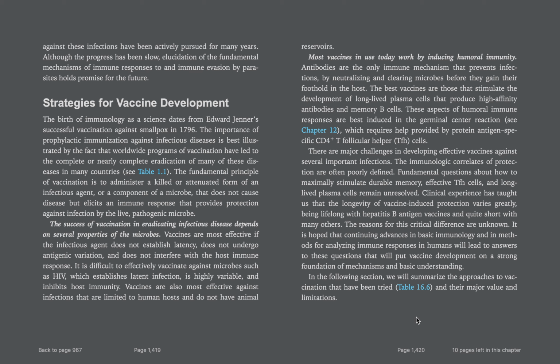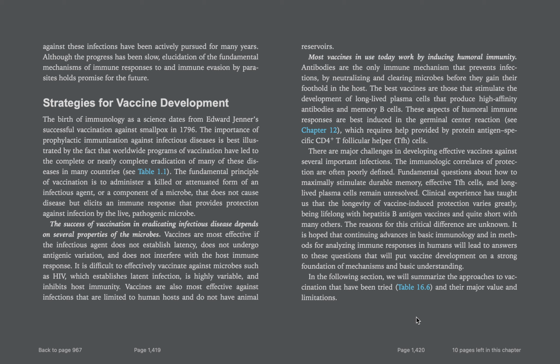Now let us look at the strategy of vaccine development. The birth of immunology as a science dates back to Edward Jenner's successful vaccination against smallpox in 1796. The importance of prophylactic immunization against infectious disease is best illustrated by the fact that worldwide vaccination programs have led to the complete or nearly complete eradication of many of these diseases in many countries.